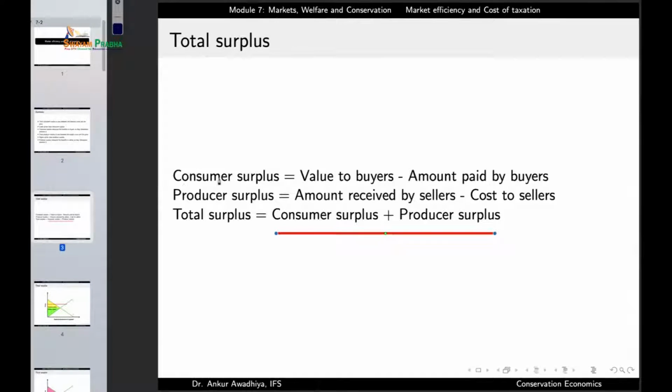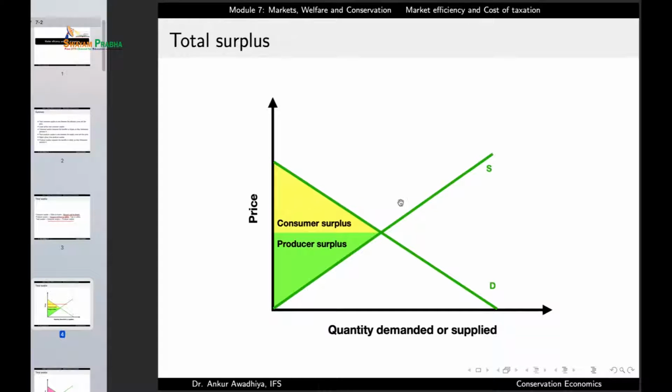And as we have observed, consumer surplus is the value to the buyers minus the amount paid by the buyers. Now, the amount paid by the buyers is the price of the product. So, consumer surplus is the value to the buyers minus the price. The producer surplus is the amount received by the sellers, which is again the price, minus the cost to the sellers. So, if you look at this graph, then we have the consumer surplus in yellow, the producer surplus in green. If we add both of these together, we will get the total surplus.